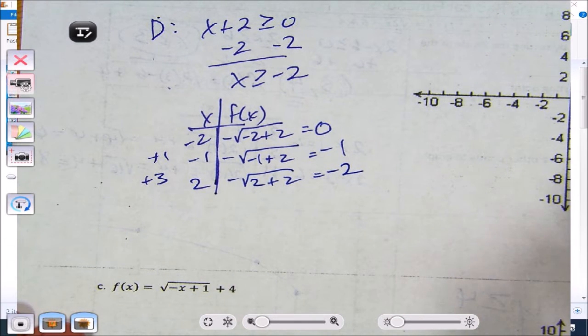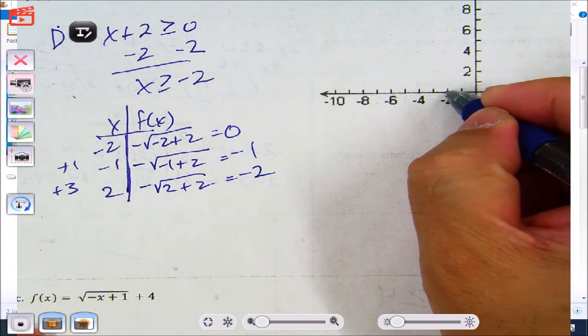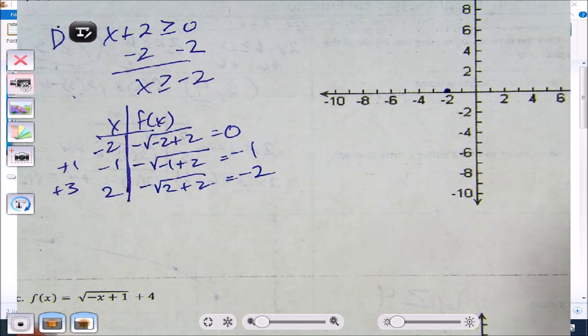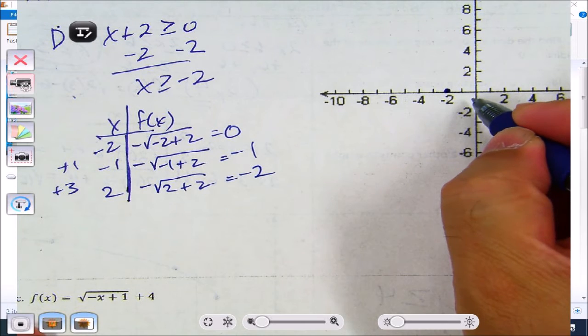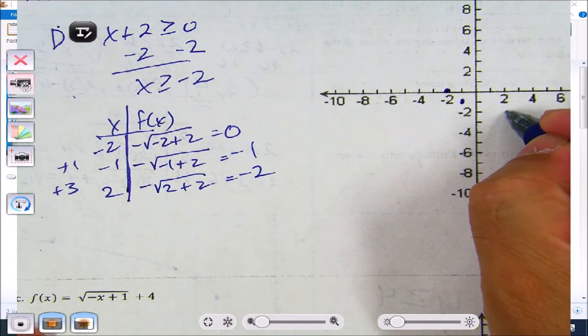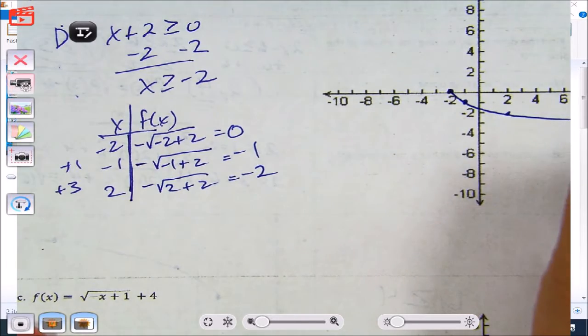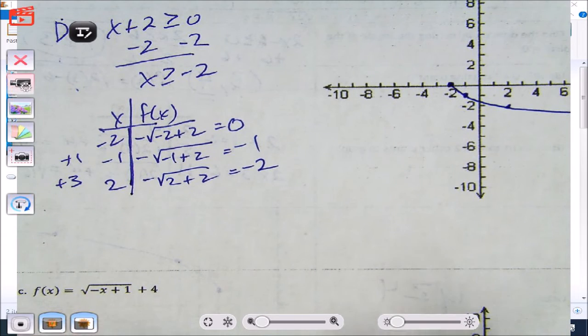Now we plot those points. Negative 2, 0 is here. Now we plot negative 1, negative 1. So it's here. And 2, negative 2 is down here. You only have to do it 3 times. 3 times is enough. Tomorrow we have to do 5.